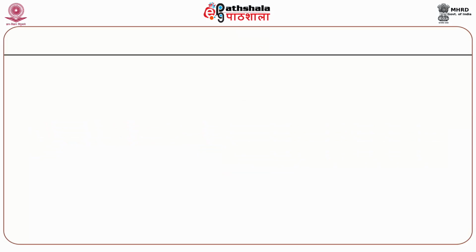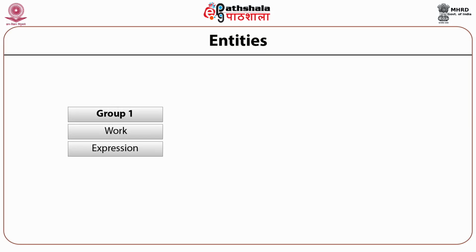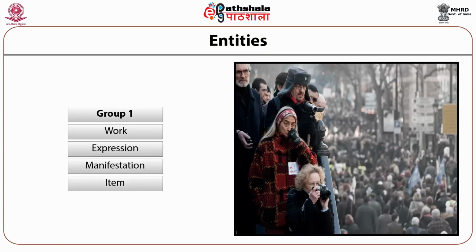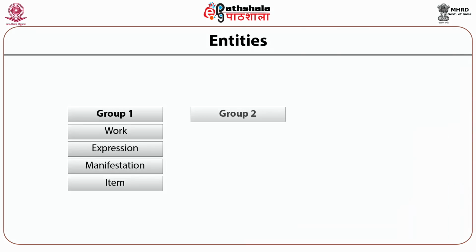FRBR has identified three groups of entities. The first group is work, expression, manifestation, item. These four belong to group 1. What are the group 2 entities? Person and corporate body. Because work means a book or anything which can be called a work, a document. Who creates it? Either a person creates it or a corporate body creates it. So, these are the group 2 entities.